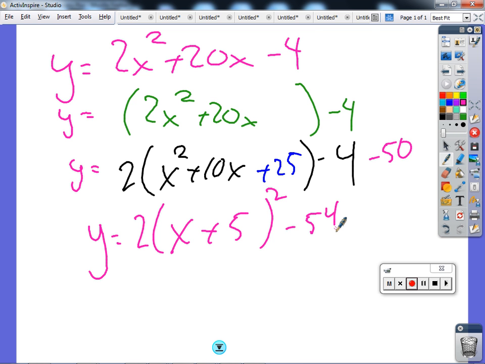My vertex? If I ask you for my vertex, what is my vertex? Positive 5 or negative 5? Negative 5, negative 54 would be my vertex. Why is it negative 5? Is that what you're asking?